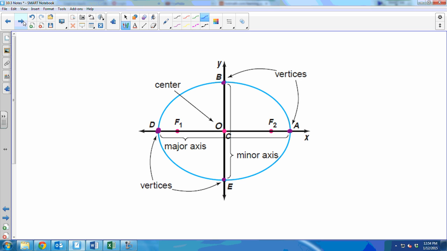In this ellipse, this is a horizontal ellipse. I know it's horizontal because the distance from D to A is longer than the distance from B to E, right? The longer axis is the major axis. So in this case, it's horizontal. So from D to A is the major axis, and from B to E is the minor axis. That's no big deal. The center, of course, is at the center of both of those axes. They intersect. You have a vertex at both ends of each axis. So the vertices are A, B, D, and E.